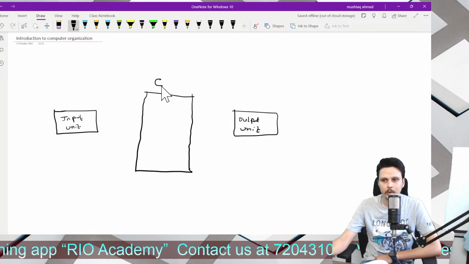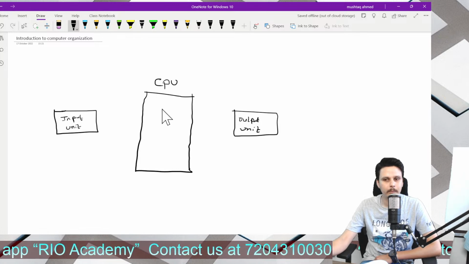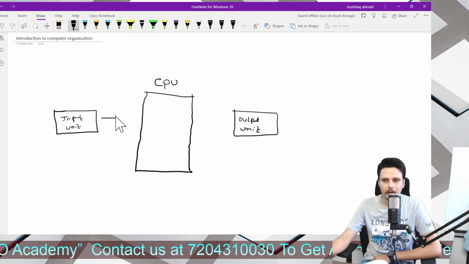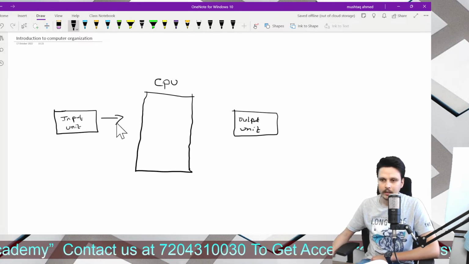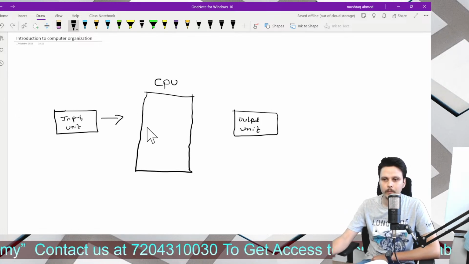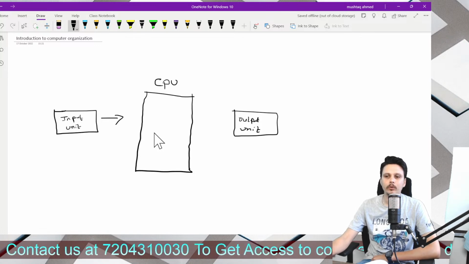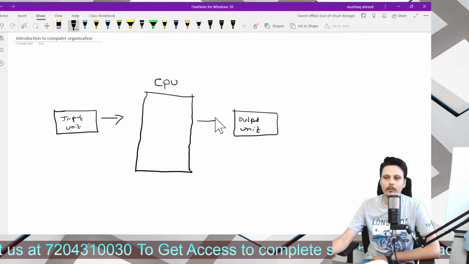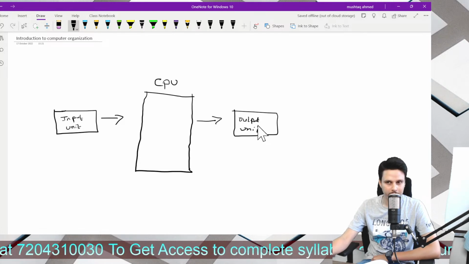It is the CPU. Whatever we send as input to the computer will be sent to the CPU. If we want to retrieve that information back, the CPU will send that information to the output unit.